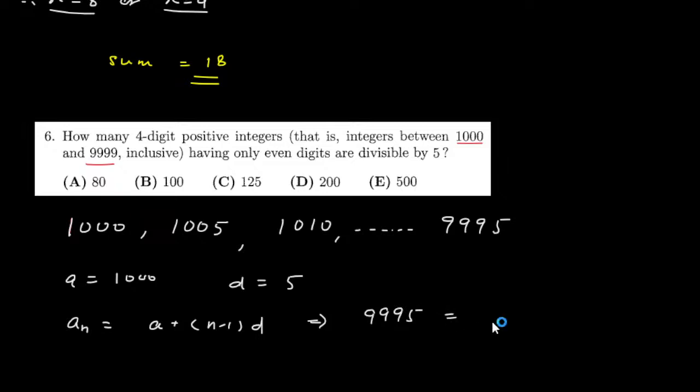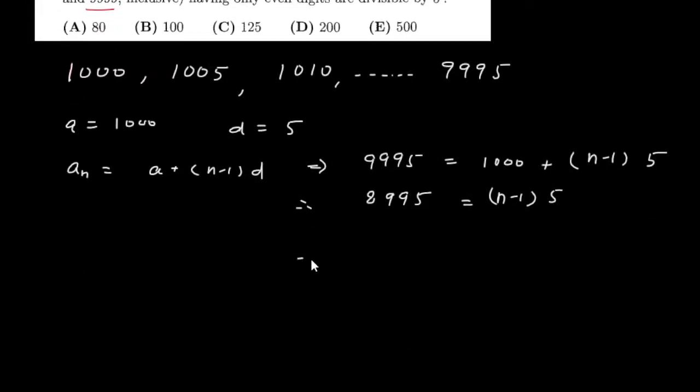9995 will be equal to a, which is 1000, plus n minus 1, that is n I have to find, times 5. So therefore if I subtract 1000, it will be 8995 is equal to n minus 1 times 5. Now I will divide by 5 on both sides. So therefore 8995 divided by 5 will be equal to n minus 1. So I will divide by 5.